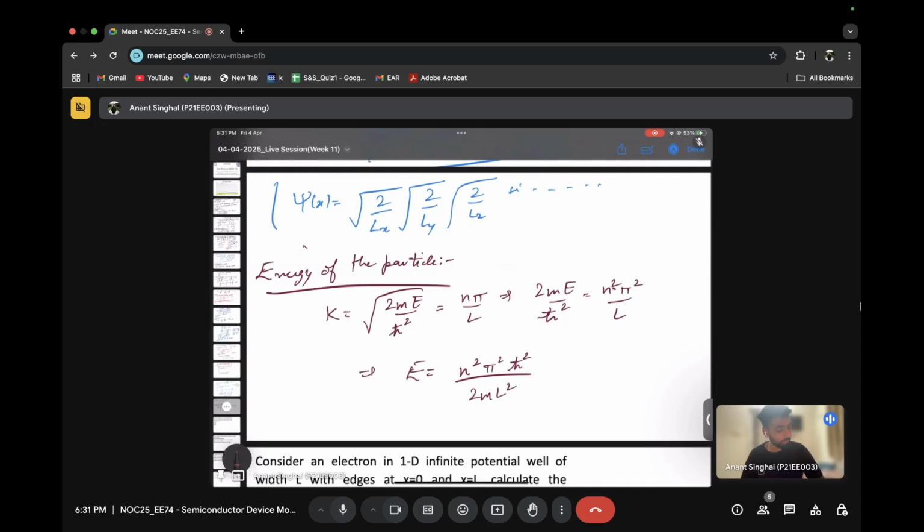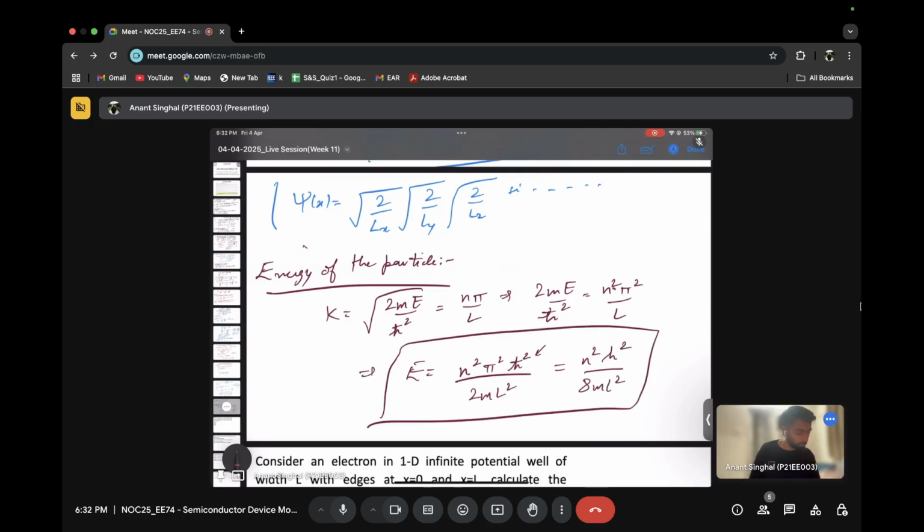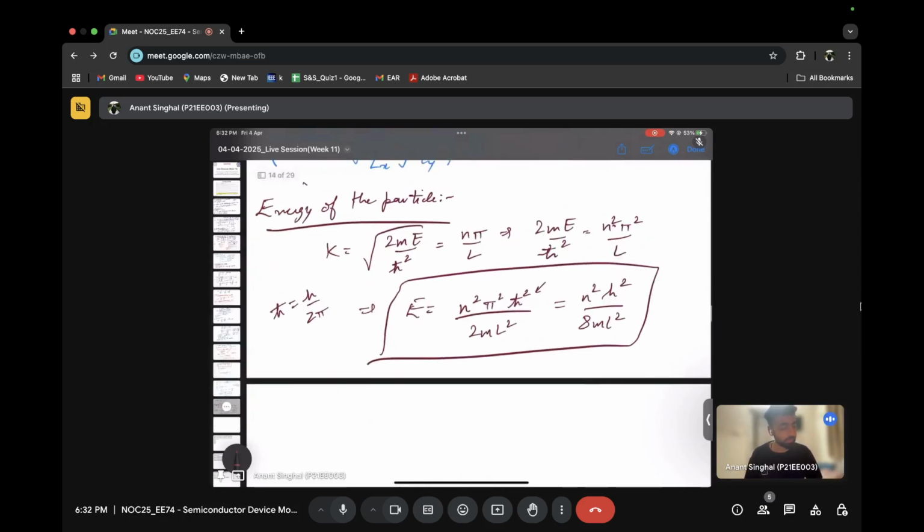And we can write h cross as h by 2 pi. So it will be n square, so 2 pi squared will give 4 pi square, pi square cancels, and 4 times 2 is 8. So it will be n square h square by 8mL square, if I'm not wrong. Is it correct? So h cross is basically h by 2 pi. Yeah. So this is the energy of the particle. Can you comment on the energy of the particle by seeing this current formulation? Is it continuous?